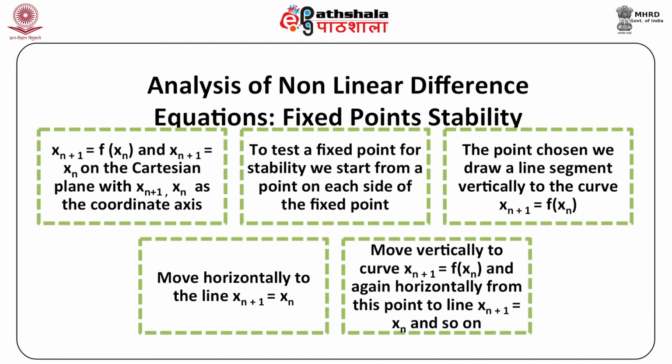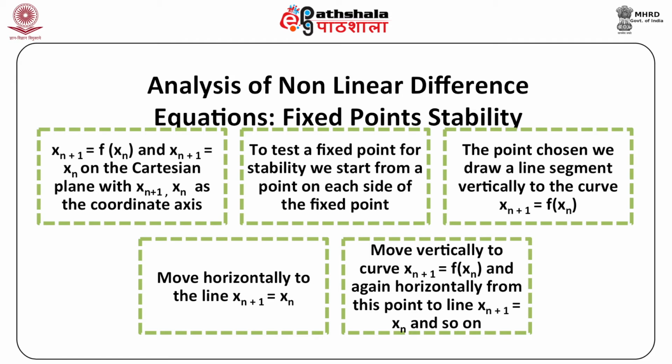The stability and instability of fixed points can also be interpreted geometrically using the same graph by which the fixed points were obtained. We again go back to the geometrical evaluation of the fixed point, which was obtained as the point of intersection of x_{n+1} = f(x_n) and x_{n+1} = x_n on the Cartesian plane with x_{n+1} and x_n as the coordinate axes. To test a fixed point for stability, we start from a point on each side of the fixed point.